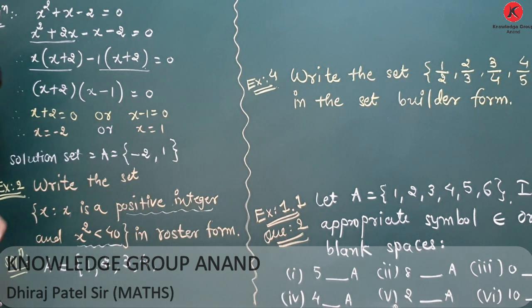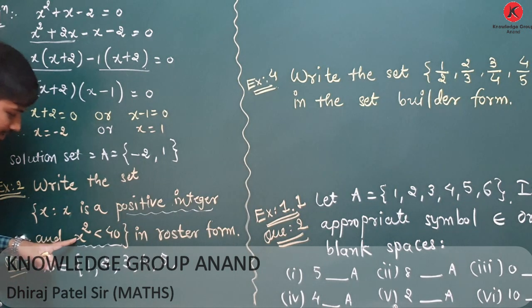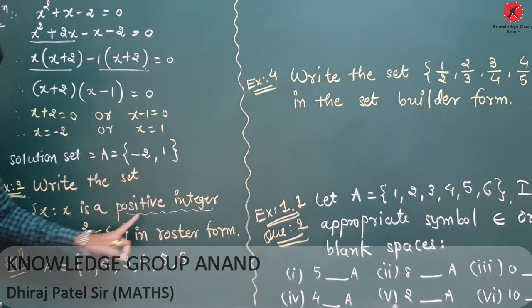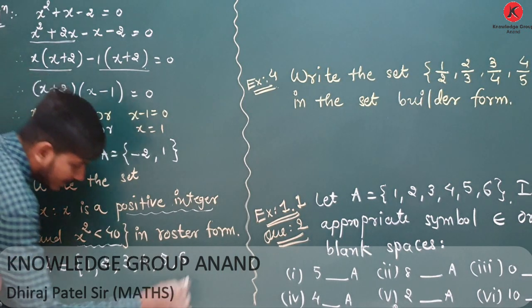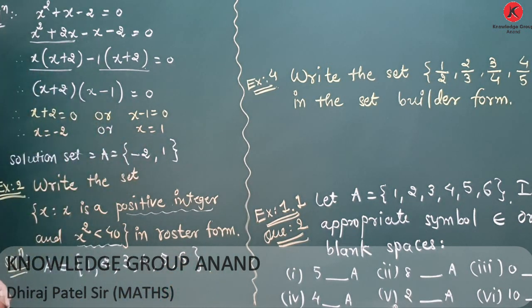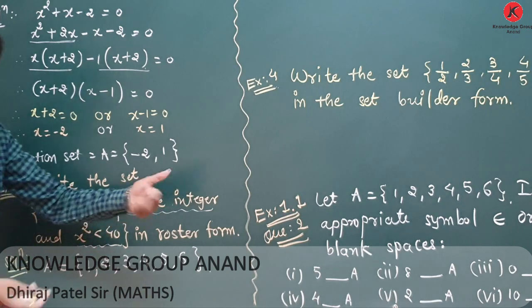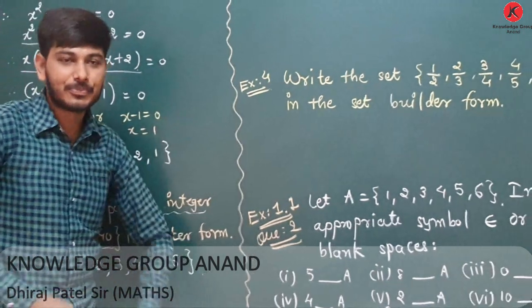Okay, 5 is also satisfying these two conditions. 6 is also satisfying these two conditions. Now take 7. 7 is a positive integer but 7 squared, 49, is not less than 40. Therefore we cannot consider 7 in roster form for this set. Okay, this is our final solution. 8, 9, 10 are not eligible for this.